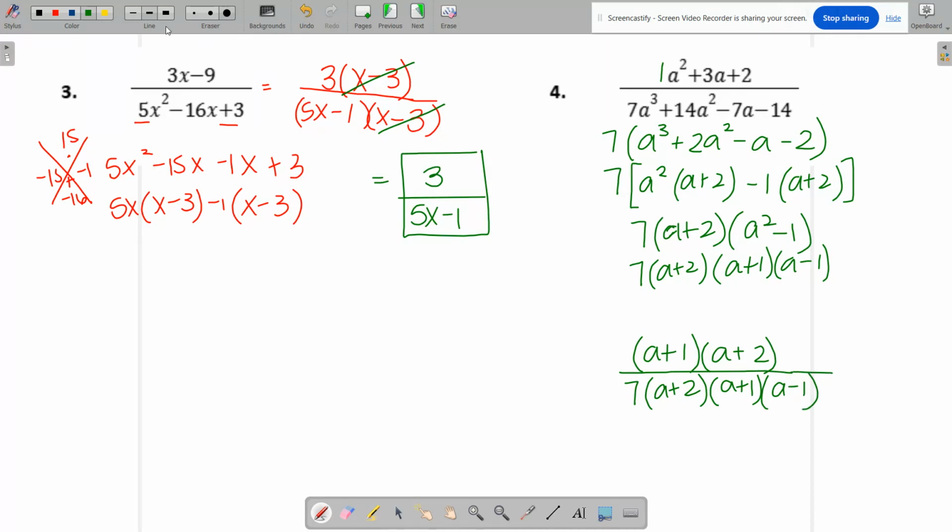So simplifying this, there's a factor of a plus 1 in the numerator and denominator, as well as a plus 2. So we are left with, since this is all in the denominator, it's going to be 1 over 7 times the quantity a minus 1.